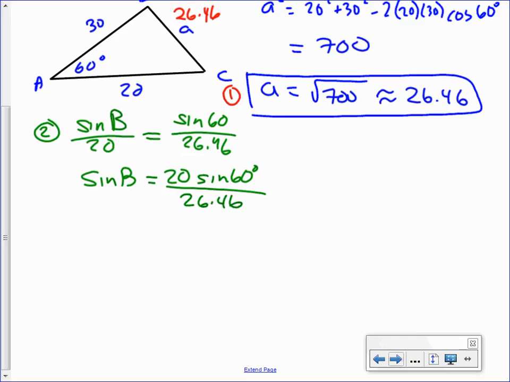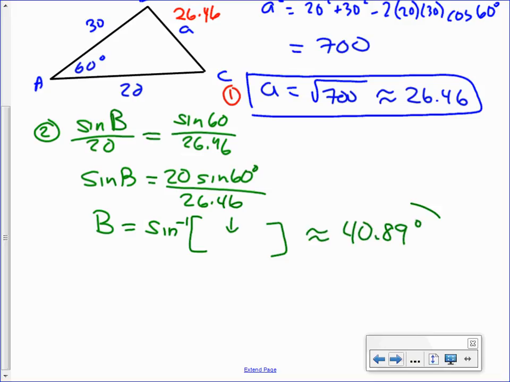So to find B, and I'm going to do this a couple times, you just take the inverse sine of all of that. I'm not even going to write it out now. 40.89 degrees. Okay, 1, 2, 3. How do we find C? Here it is. It's so easy.